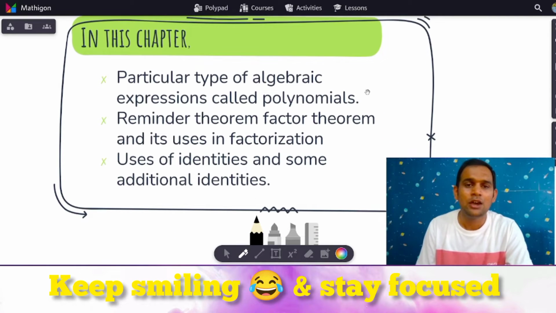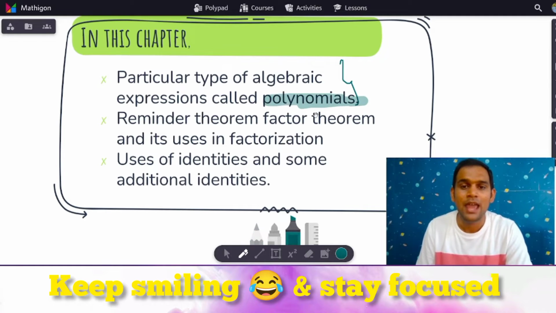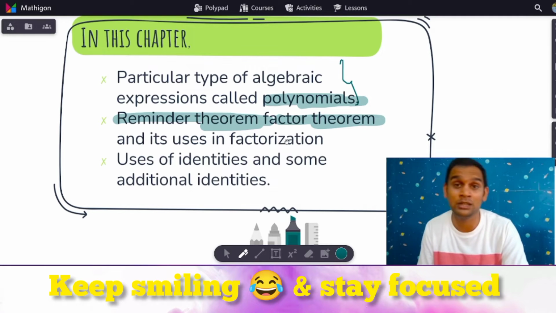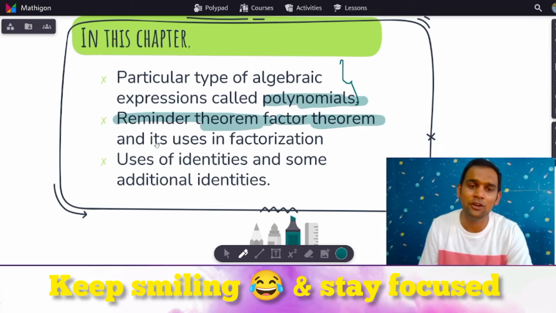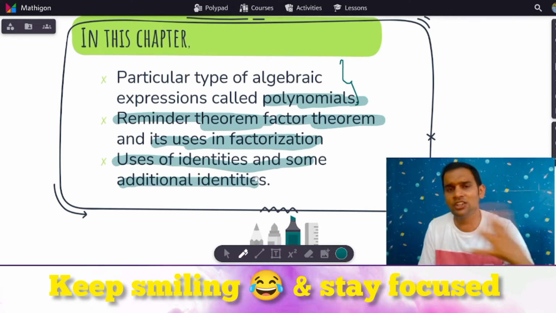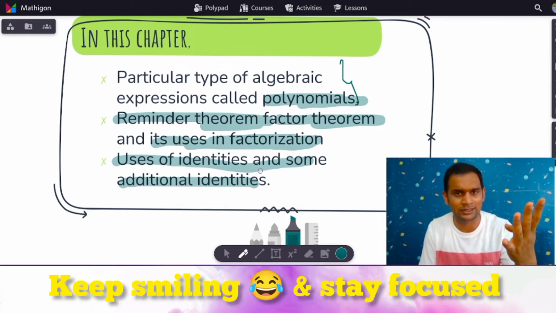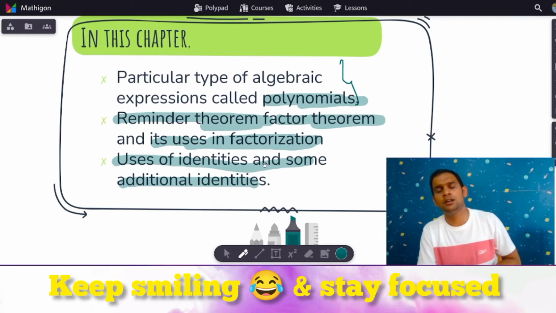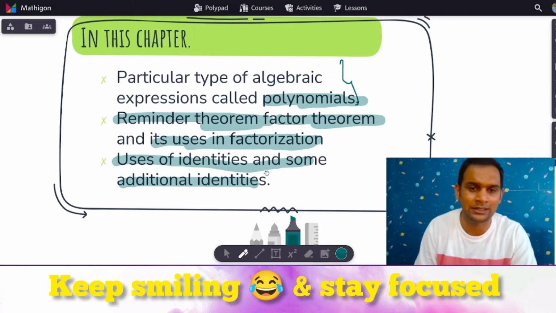So in this chapter, we are going to discuss a particular type of algebraic expressions which we call polynomials, and then we have to discuss the remainder theorem and factor theorem. They are very important theorems when it comes to understanding polynomials and where we apply them, and obviously their uses in factorization. How do we use the remainder theorem and factor theorem while factorizing an algebraic expression, or rather we will use the word polynomials now. Then how do we use the different identities, and obviously some more additional identities. Already we know four identities, right? So apart from that, we will try to learn about 4 or 6 more extra identities in this particular chapter.